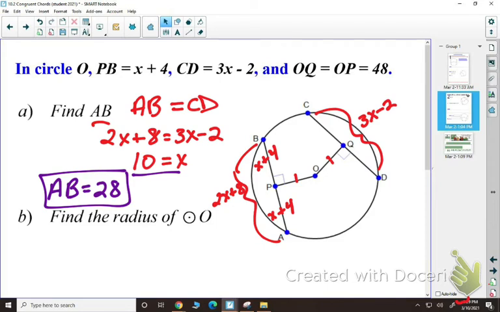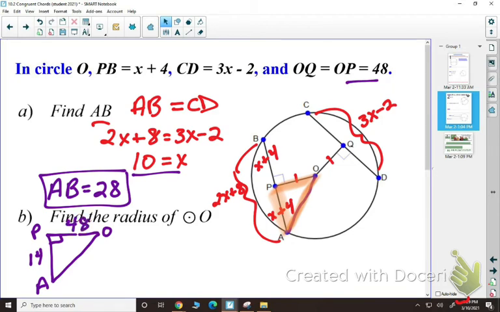For part B, we want to find the radius of the circle. So if I draw in the radius, again, maybe I'm looking at one of these right triangles here. Okay, and maybe I'll draw it off to the side here so it's not so messy. So here's O, P, A to make it easier. So if AB is 28, that means that AP is going to be 14. And if PO, it tells us in the problem, is 48, and again, I want to find the radius of the circle.